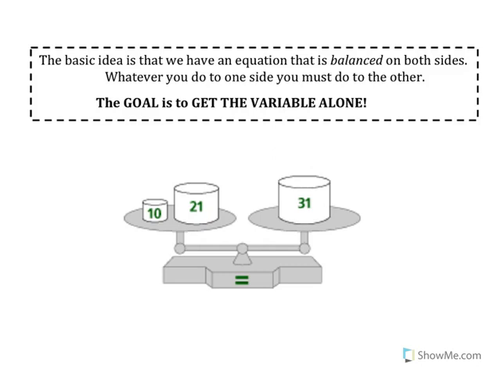So here is kind of just a summary of what I just discussed. The basic idea is that we have an equation that is balanced on both sides. Whatever you do to one side, you must do to the other. So, if I added a 5-pound weight to this side, now the right side of our balance would weigh more than the left. So if I add 5 pounds to the right, I have to also add 5 pounds to the left.